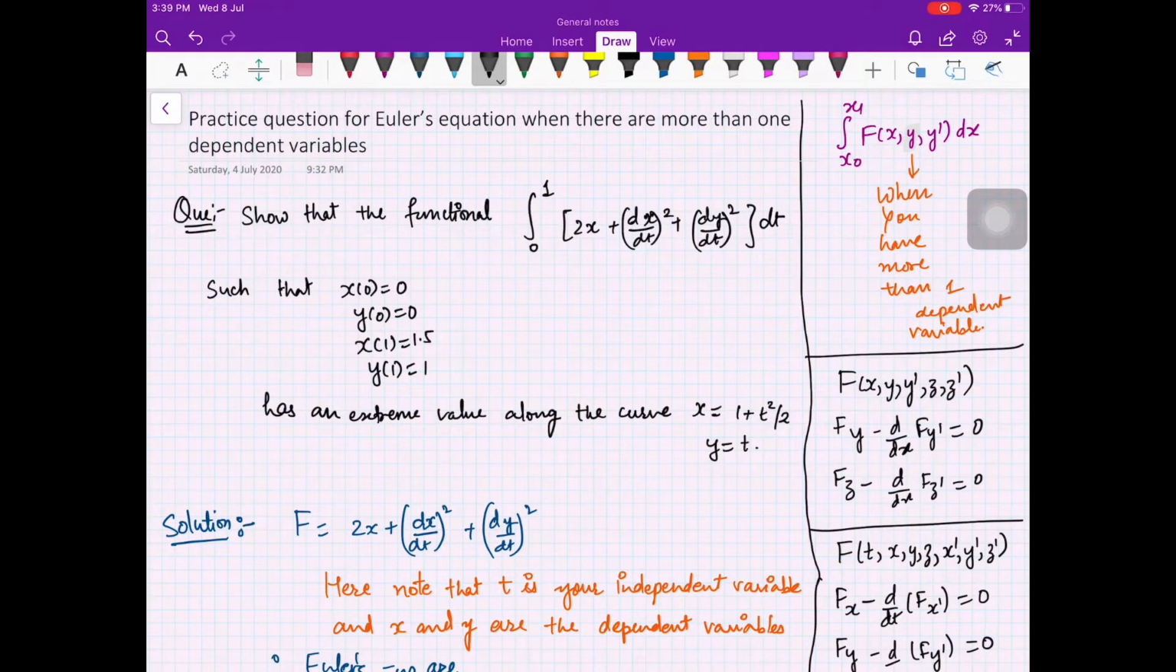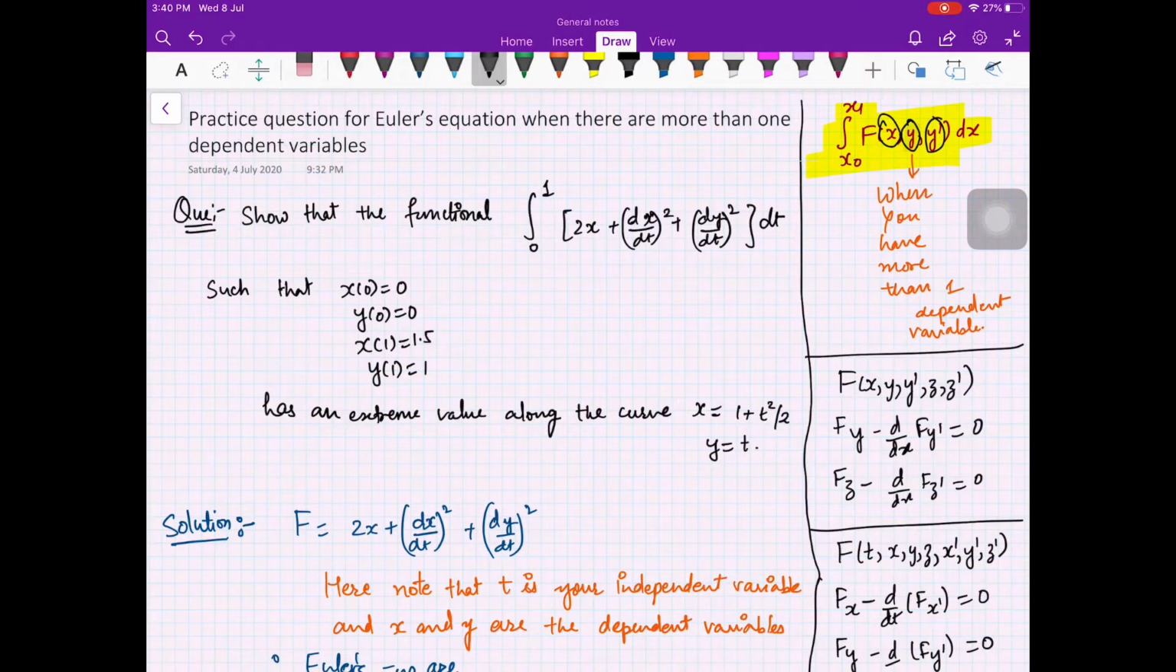So let us connect it to the last video. In the last video, which is titled Euler-Lagrange equation part 1, this video is Euler-Lagrange equation part 2. In the last video we saw that your functional is of this form, that is, you have one independent variable x and there is only one dependent variable and there is only first order derivative.